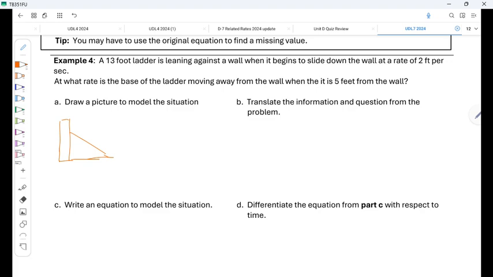A 13-foot ladder. Is the length of our ladder changing? No. So that is a static variable, so we can actually put a 13 on that. 2 feet per second is a rate, so we are going to label that with an arrow. That's the rate at which the ladder is going down the wall. So we will label that 2 feet per second.